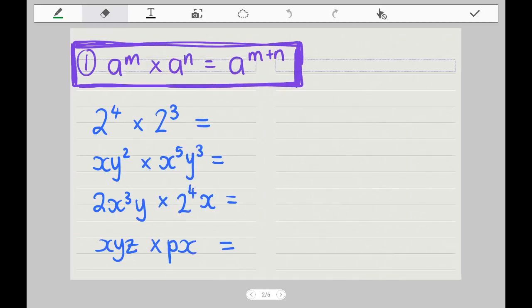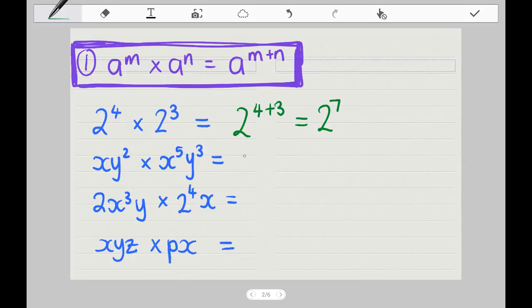Okay. So the first law, where we're multiplying, we add the exponents. Let's look at these examples. So we have 2 to the power of 4 times 2 to the power of 3. So they're the same base and we're multiplying. So this is going to be equal to 2 to the power of 4 plus 3, which is 2 to the power of 7. If you would like to have a try at these questions before I actually answer them, feel free to pause the video, answer them, and then you can use this to mark it and see if you'd actually get it correct.